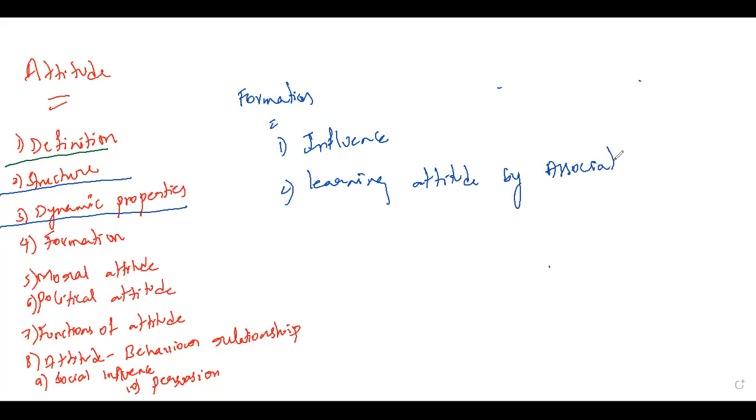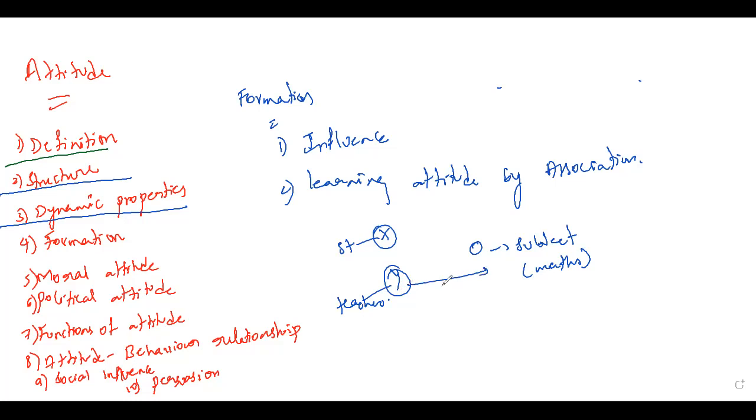So what does this mean? Suppose there is a student and a teacher. Here is a subject, let us say maths. This is the student and this is the teacher. Now, this teacher is going to teach mathematics. If X likes Y, X automatically likes maths. So this is called learning attitude by association. If X has a positive attitude towards teacher Y, then X also eventually develops a positive attitude towards this subject.